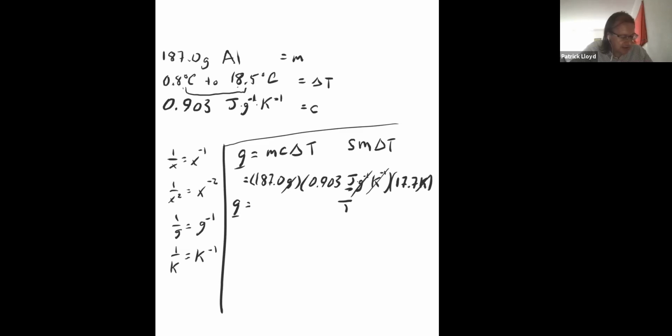Let's estimate it. I'm just going to do a rough estimate in my head. 187, so that's like 200. This is pretty close to 1. So 200 times 1 is 200. And then this is close to 20. So 200 times 20 would be 4,000. So it's going to be around 4,000. It's less than that. It's probably like 3,520 or something like that, right? But let's see.